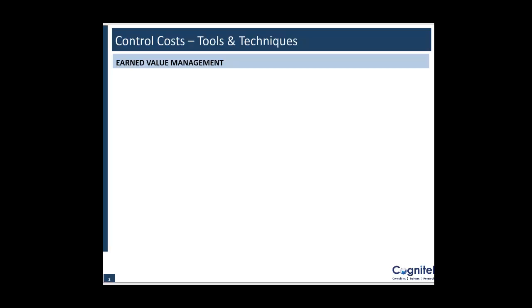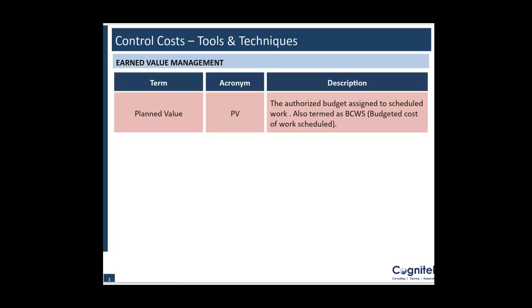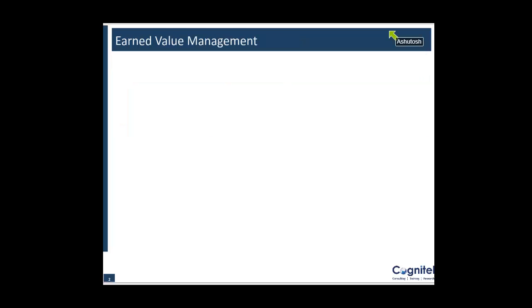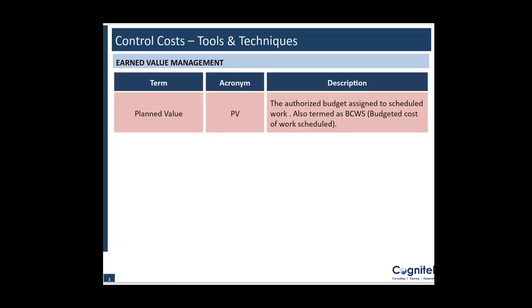Then moving on to tools and techniques. We'll be studying exactly what earned value management is all about, and there are some formulas which you'll have to remember. In earned value management, one of the first things you need to remember is the planned value. How much is the amount of work which is planned to be done? That is planned value, and it can be calculated on a daily basis.